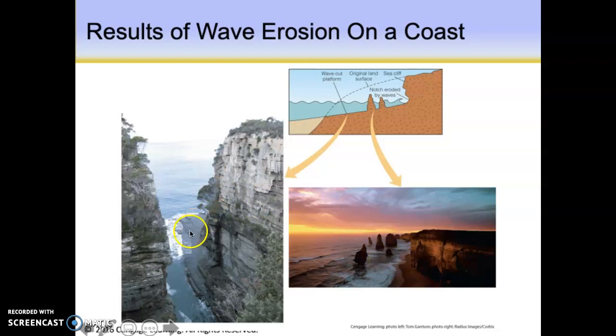In the picture on the left, you can see kind of around the corner there, you can see part of the wave cut platform. But I think the sunset picture is a little bit better. You can see the platform there in front of the cliff, and you can see all the sea stacks sticking up above. And so that concludes our discussion of wave erosion.